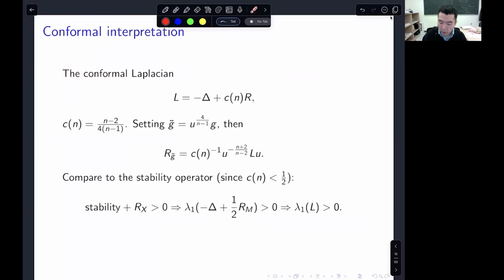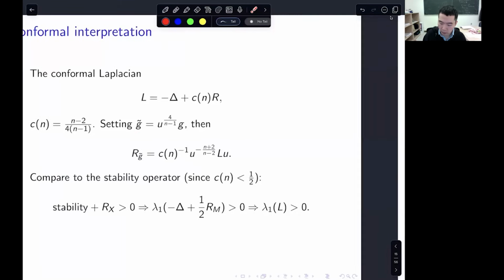Now this operator is strictly larger than the conformal Laplacian, simply because the dimensional constant c_n that appears in the conformal Laplacian is strictly less than 1/2. So from the stability inequality and the condition that the ambient scalar curvature is positive, we deduce that the first eigenvalue of the conformal Laplacian is positive. In this case, we can just take the first eigenfunction of the conformal Laplacian and do this conformal deformation. And the upshot is that the g tilde metric will have pointwise positive scalar curvature.